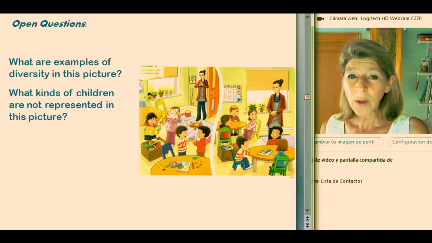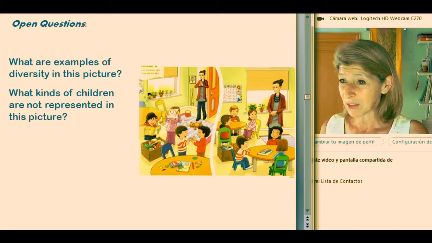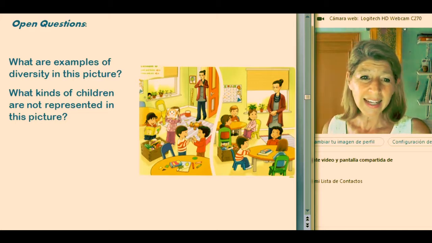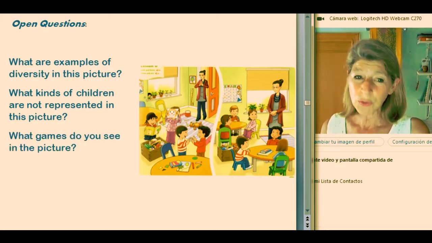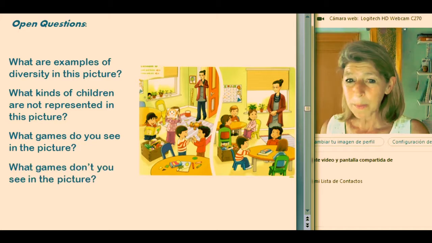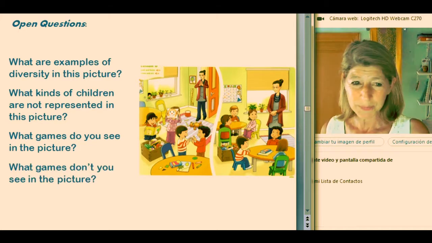Then you can ask them, what kind of children are not represented in this picture? Again, a whole different take on analytic thinking. What games do you see in the picture? Very straightforward, but what about what games don't you see in the picture?